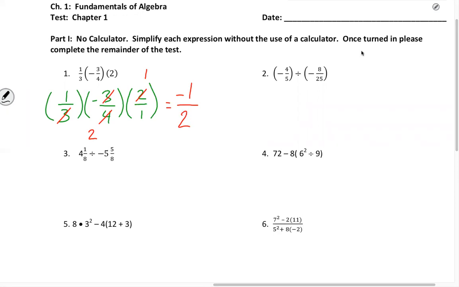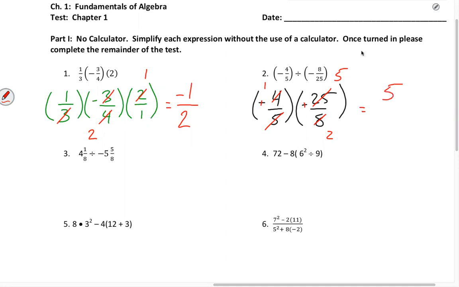Problem number 2. When you divide fractions, you multiply by the reciprocal. So I'm going to go ahead and flip that. Now again, I like to cancel. So that's a 5. That's a 2. Okay. The negatives, negative times the negatives are positive. So I'm going to get 5 halves.